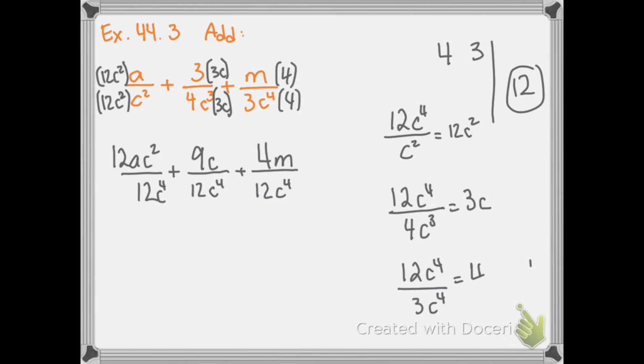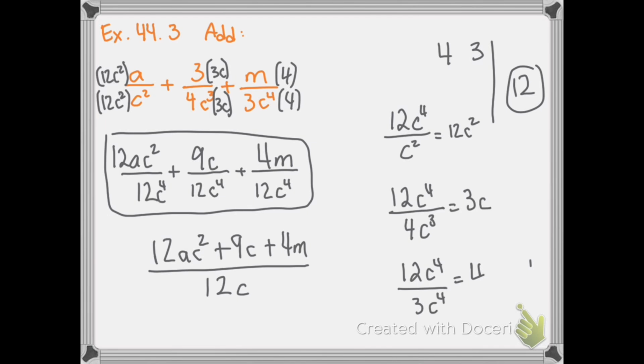Now notice that we can't add the top because they're not like terms, so that would be our answer. And we can also write it in this way, where we have only one denominator and we are adding the numerators. And that's it.